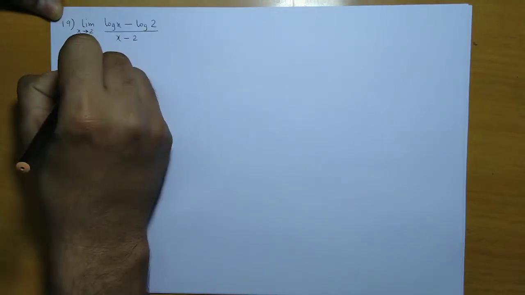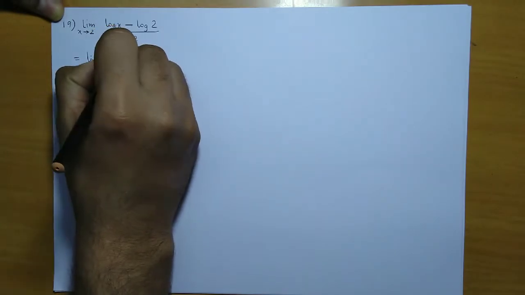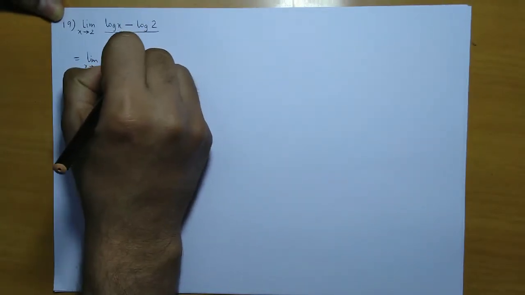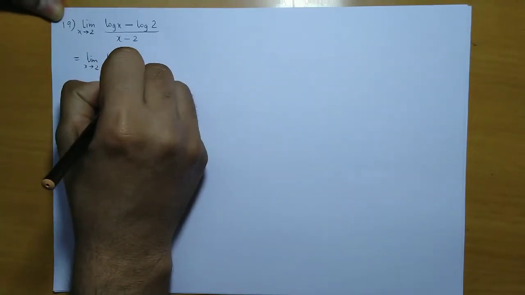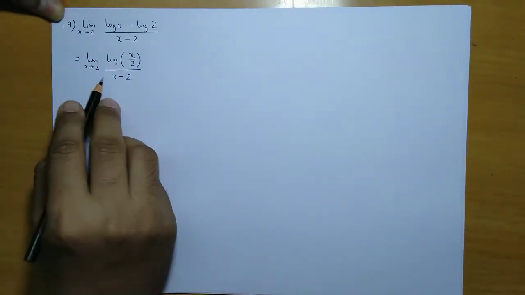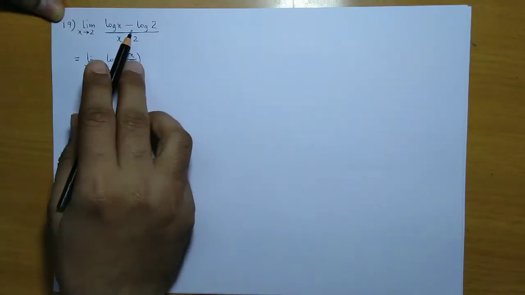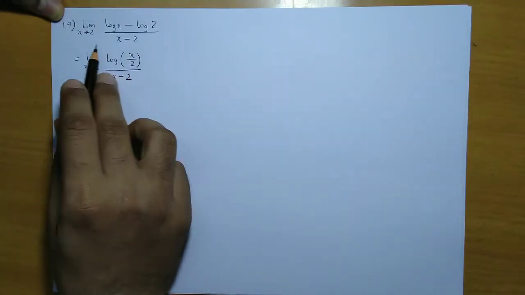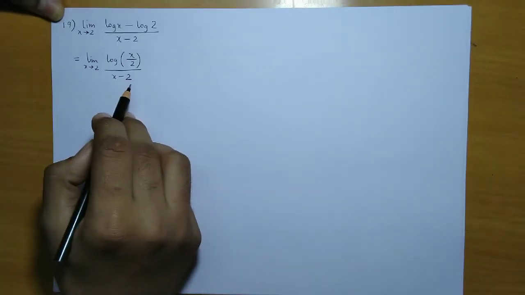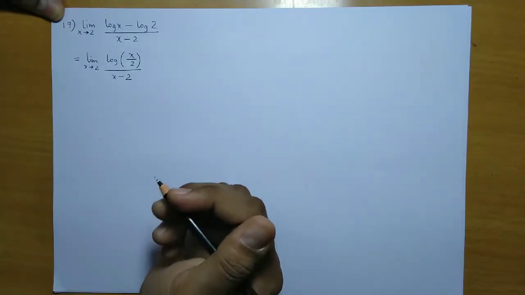So we have limit as x approaches 2 of log of x upon 2, upon x minus 2. So still the denominator value is 0, right? So we tried and simplified, but nothing could work out. This cannot be brought in any of the standard forms also. So again, the method left out is substitution.